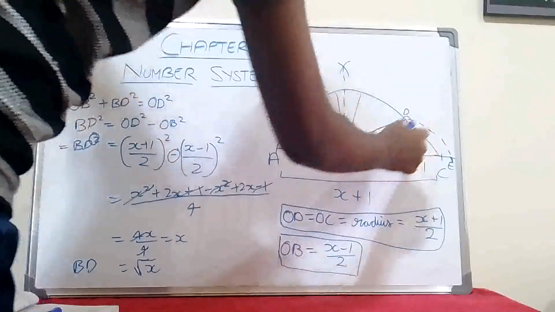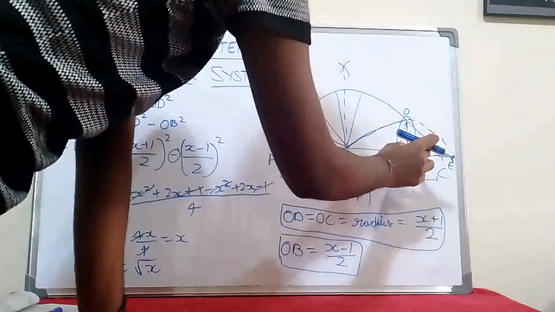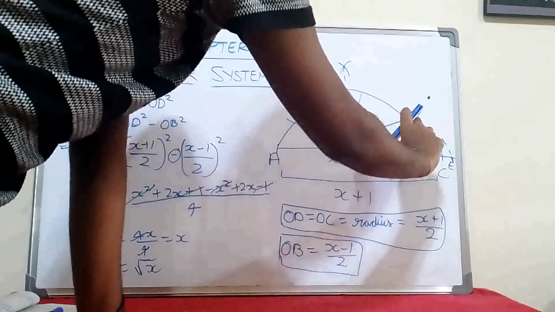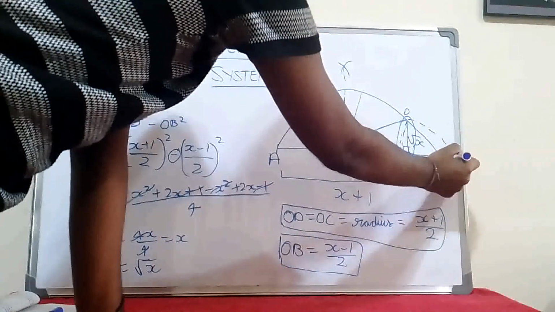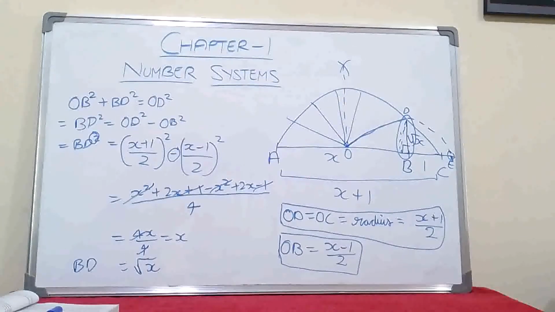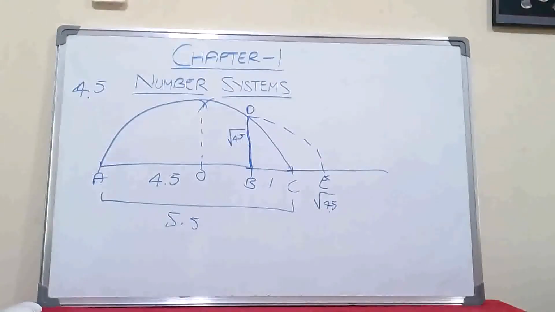So we keep the compass needle on B and take the radius of BD and cut an arc. Here we get point E. Point E is at the length of root x. This is how we find it. With an example, we will understand how to do this better. With this example, you will be able to understand this more clearly.